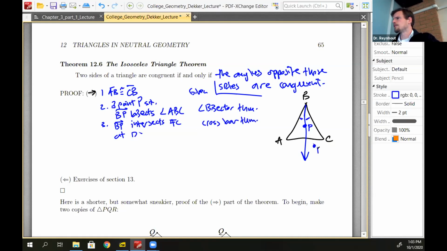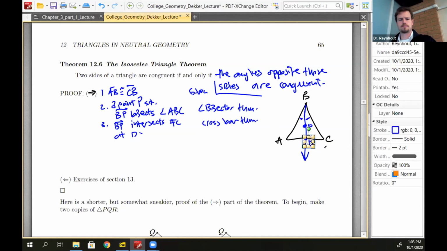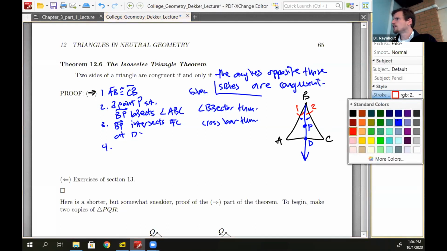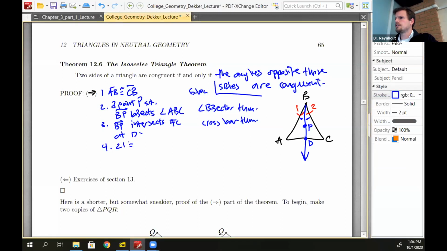So we said that that was some point D. That's what we said there. There are 7 steps to this proof. There's just an unfortunately small amount of room here. All right, so step 4 is, let's label some angles here a second. We mentioned already that angle 1 and angle 2 are congruent because it was the angle bisector theorem that gave us the ray BP. So we have that angle 1 is congruent to angle 2, and this is simply the definition of a bisector.